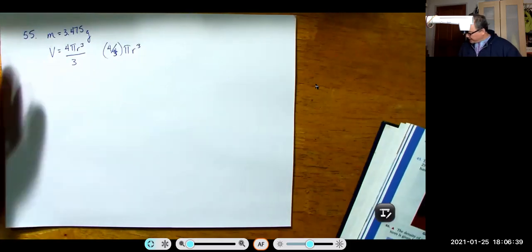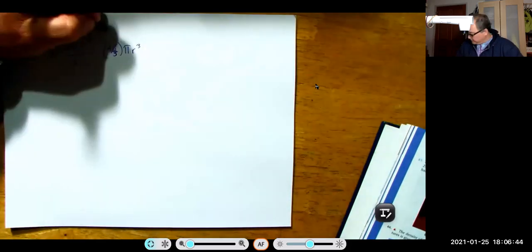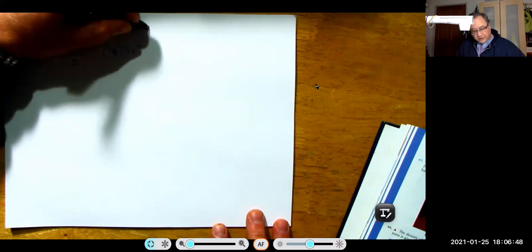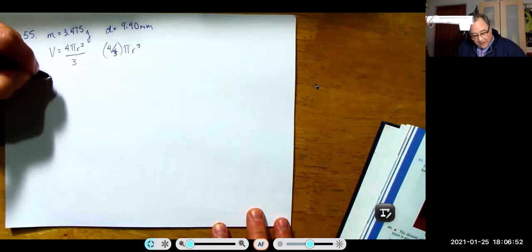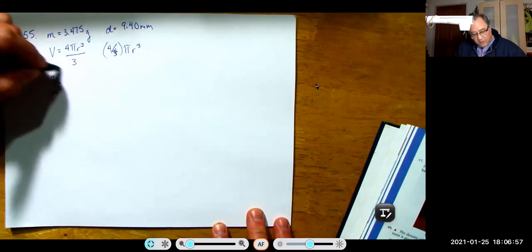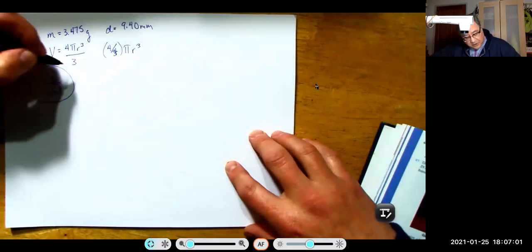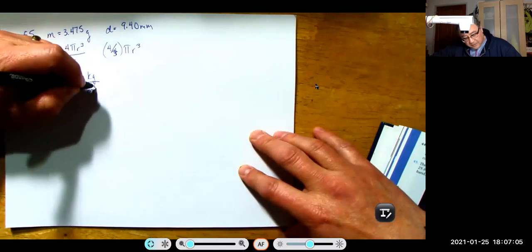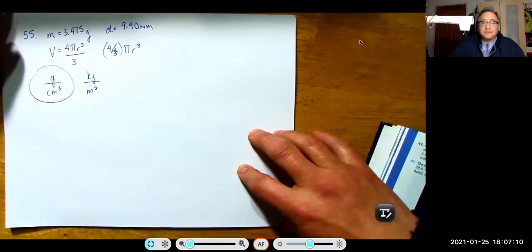Where r is the radius, and we have that the diameter is 9.40 millimeters. So let's go ahead and say that we want the density in grams per centimeter cubed, because that's the normal way of getting the density of a solid. It's either grams per centimeter cubed or kilograms per meter cubed. Those are normal units for densities of solids.